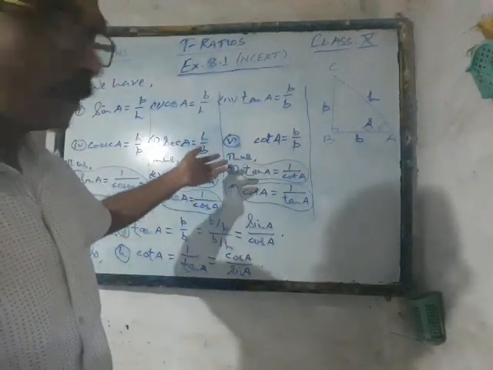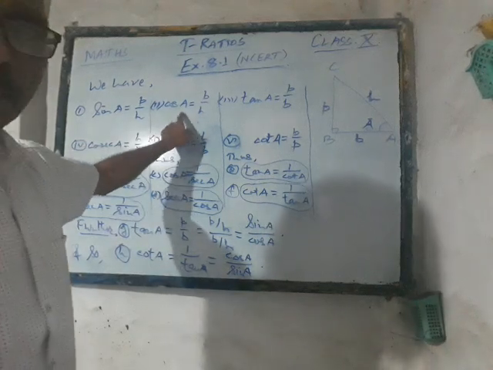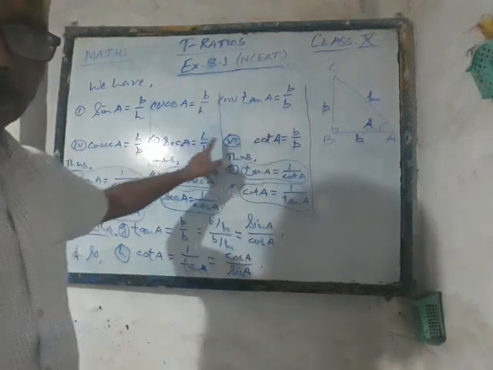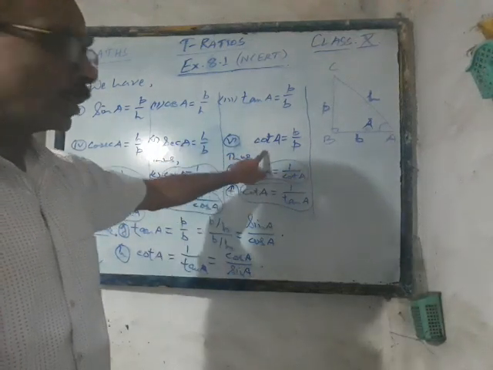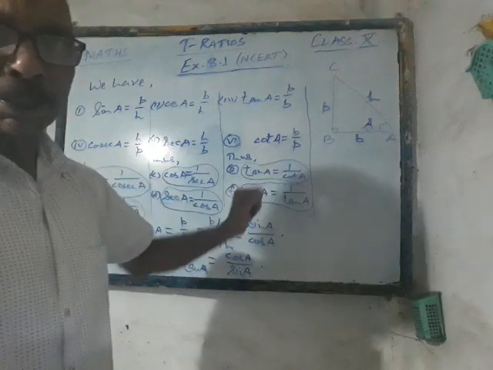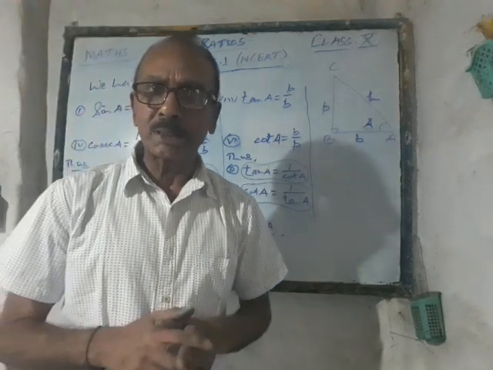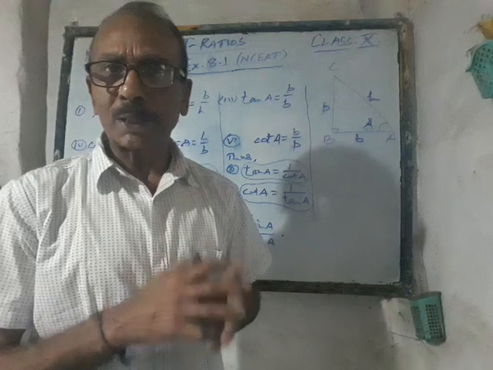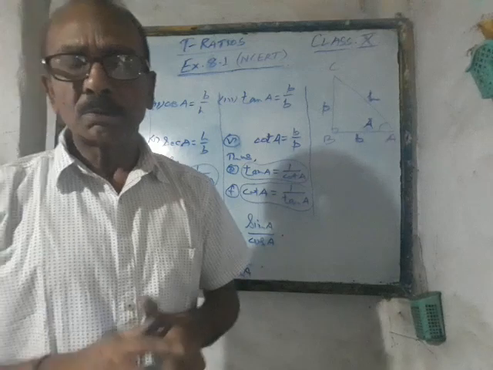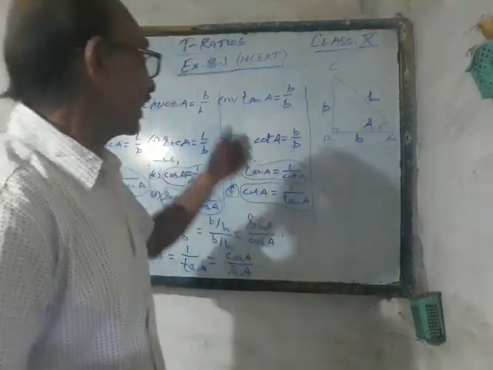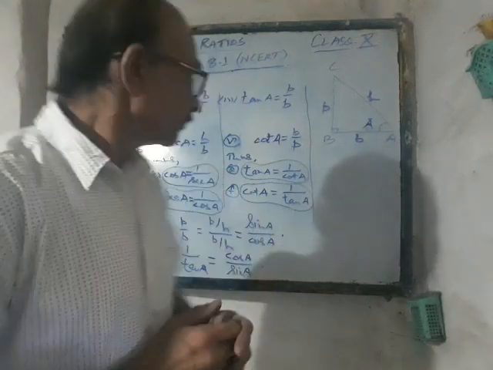And whatever we did in the previous class: sine A is equal to P upon H, cos A is equal to B upon H, tan A is equal to P upon B, cosec A is equal to H upon P, sec A is equal to H upon B, cot A is equal to B upon P. Today we are going to discuss some more concepts on trigonometric ratios, and after completing one or two concepts, we shall move forward to doing the problems of exercise 8.1 of the NCERT book. So let us do it first.